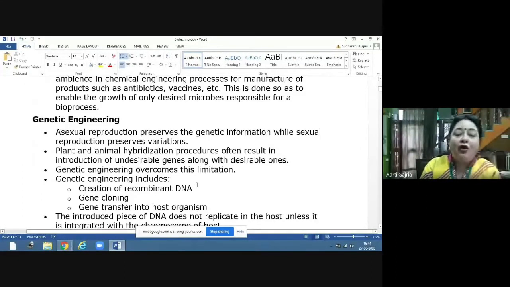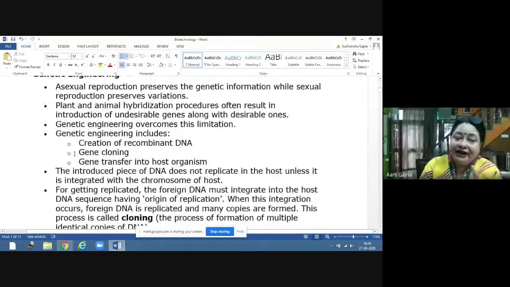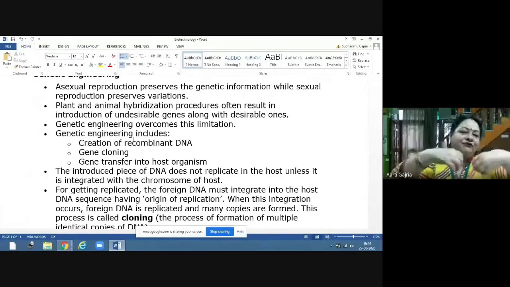Now, how is genetic engineering done? For genetic engineering, we have to create a recombinant DNA. Now, I told you what is recombinant DNA. Recombinant means recombination. You have combined two different types of DNA.